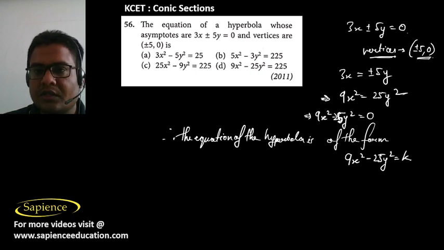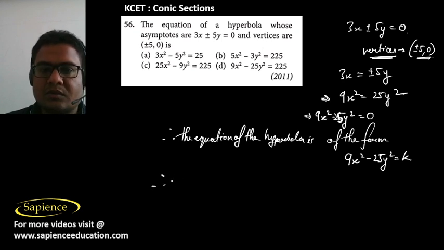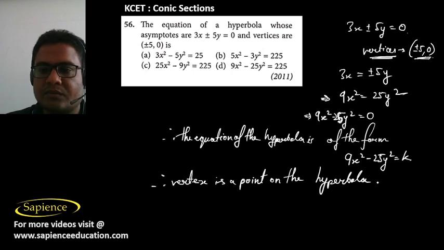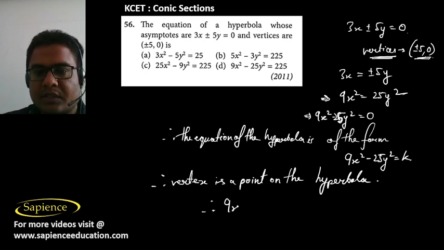Now the vertex is the point where the hyperbola will intersect the axis. The hyperbola will intersect the transverse axis. So therefore the vertex is a point on the hyperbola itself. So it should satisfy the equation of the hyperbola also. So therefore we can say that 9x square minus 25y square equal to k.